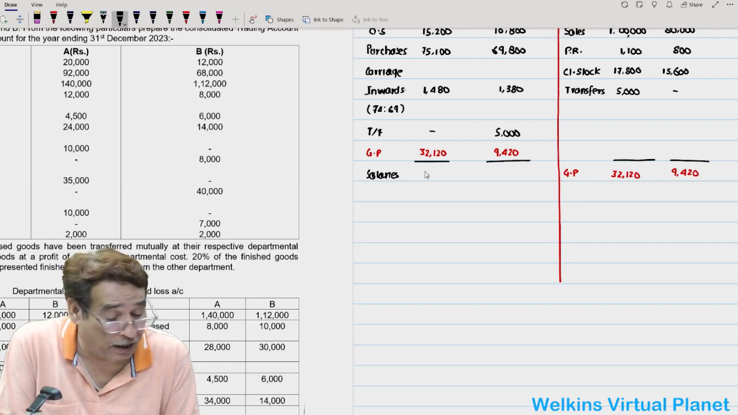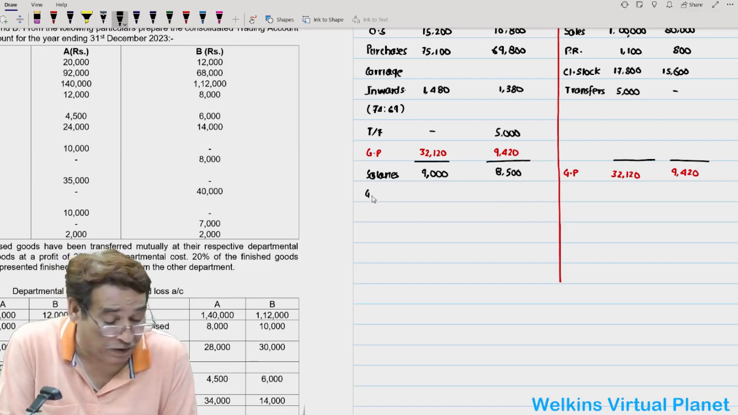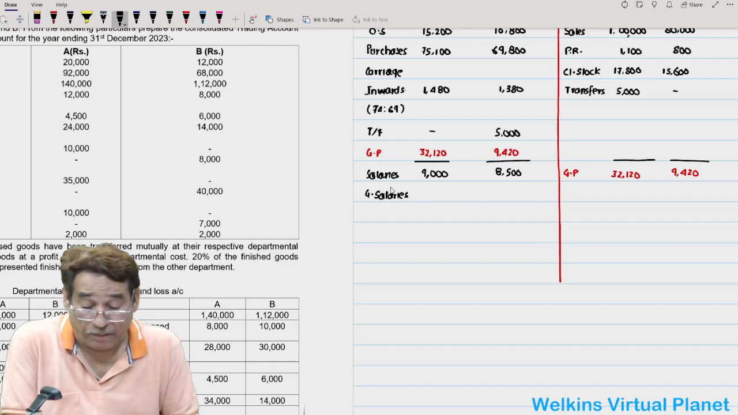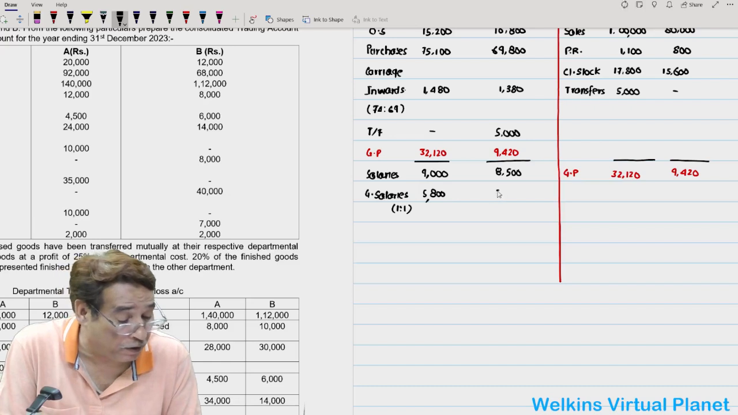That is 9,000 and 8,500. Then we have been given general salaries. Now general salaries shall be divided. It is given in the question in a 1:1 ratio. Correct? So 5,800, 5,800.